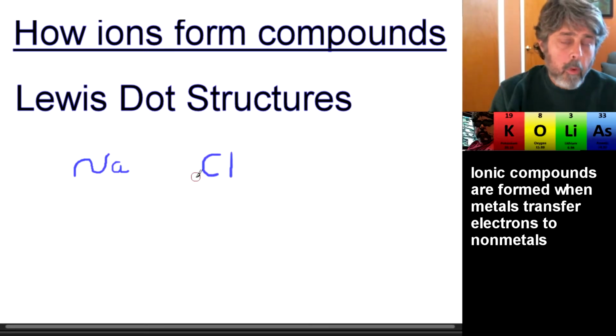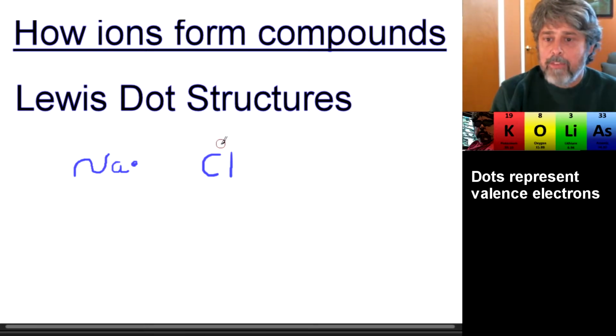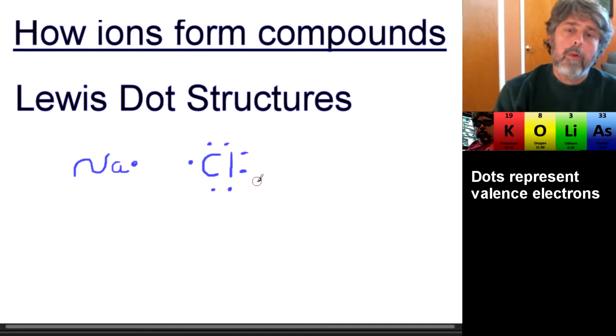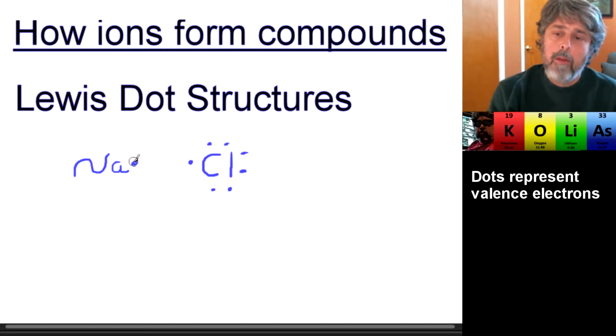Sodium is in group 1 of the periodic table, so we're going to draw one little dot to represent its valence electron. Chlorine is in group 17, so that means it has 7 valence electrons. So let's draw in 7 valence electrons here. I'm just going to space them out evenly, trying to keep them in pairs. Okay, not super important. Just make sure you have the proper amount. Sodium has 1, chlorine has 7.